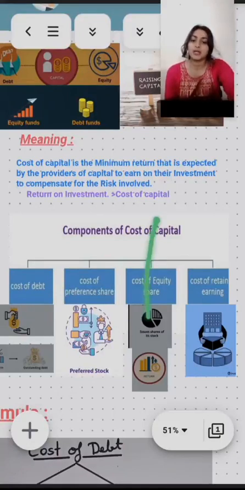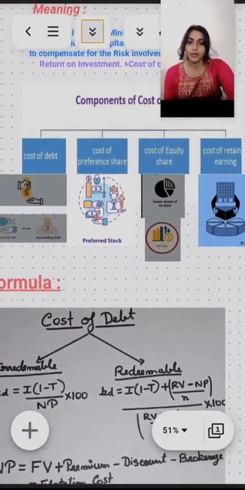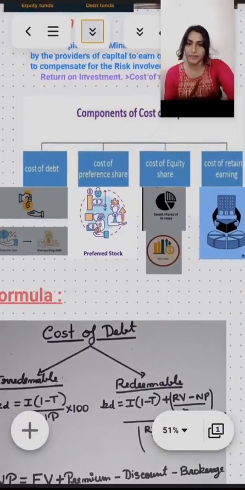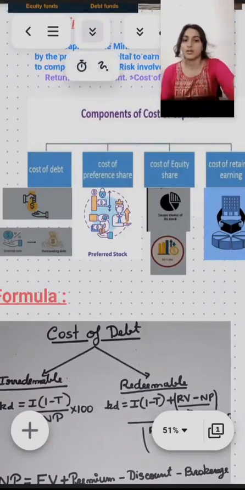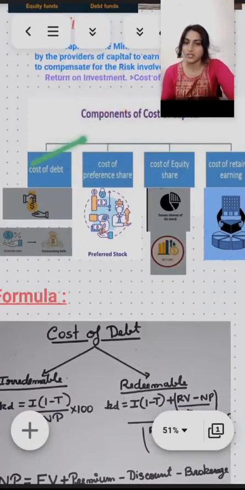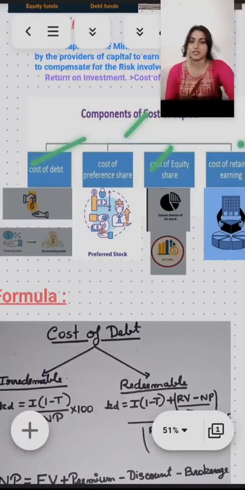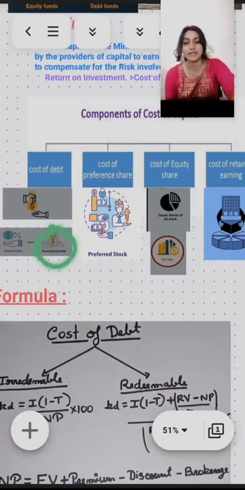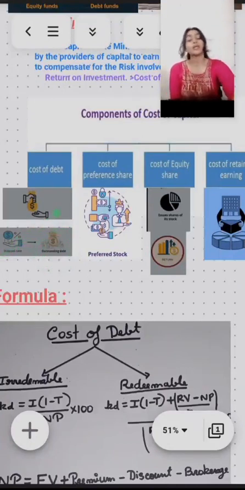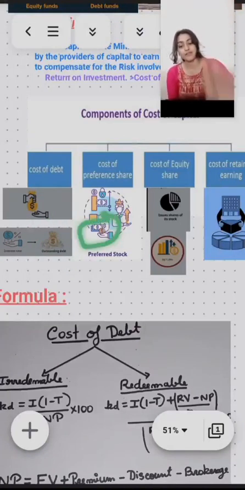Coming to the components of cost of capital, we have four components: cost of debt, cost of preference shares, cost of equity shares, and cost of retained earnings. Cost of debt is nothing but the cost of borrowing money, and in return for this outstanding debt, the company will pay interest. Cost of preference shares relates to issuing the preferred stocks of the company, and in return, the company will pay a fixed dividend.